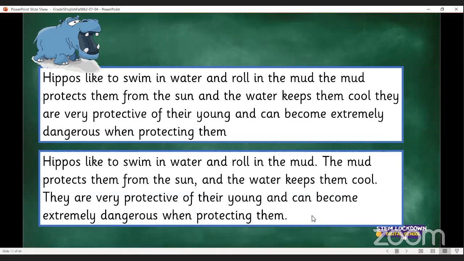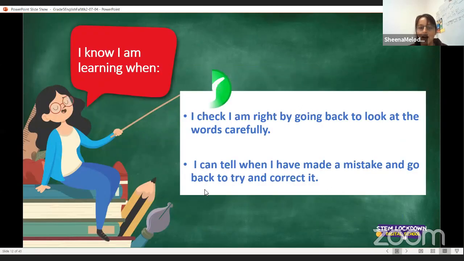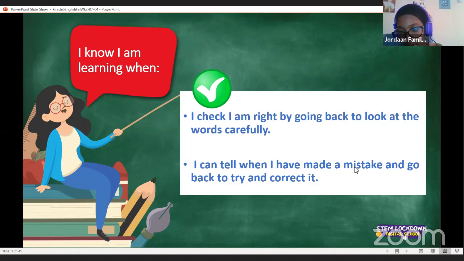You said, I can't really say what you were going to say, but the actual word is protective. Well done. So I said "procative," but it's not actually "procative." It's protective. So that is what I mean when I say I can tell when I've made a mistake. I can hear, because I read it out loud, that it doesn't sound right. There's no such word as "procative." So then I go back and I read it again, and then I realize it's protective. Then I know I've made a mistake and I can correct it.